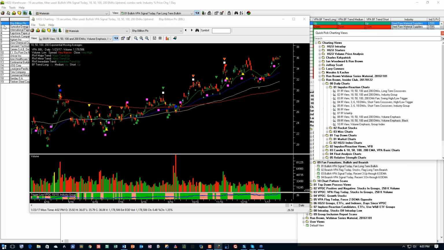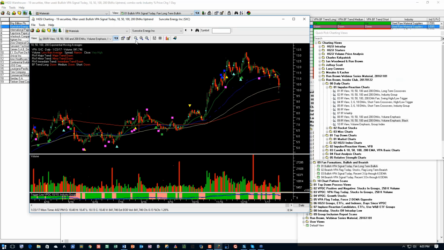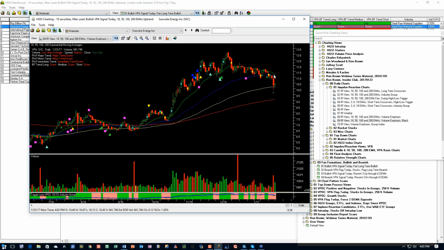Now let's find a stock that, okay, here's your signal right here. Why did this fire? Because the 18 is still above the 50 and the 100 is still above the 200. Now if this continues down, this 18 is going to catch this 50 and it will not fire.